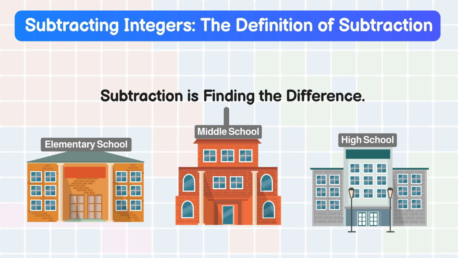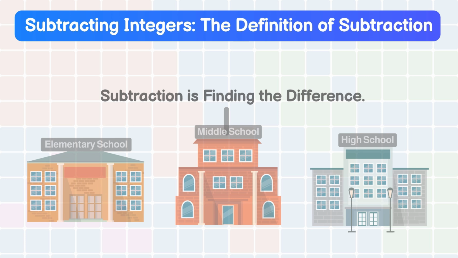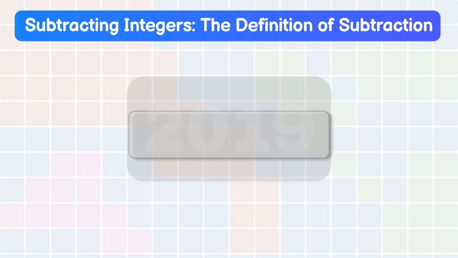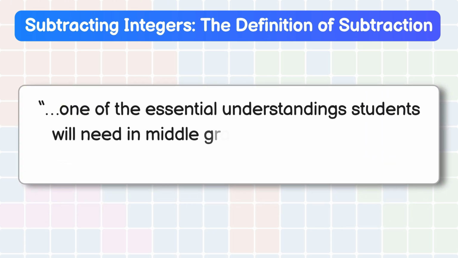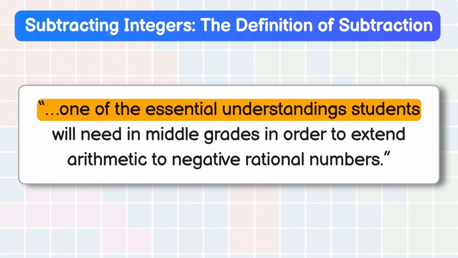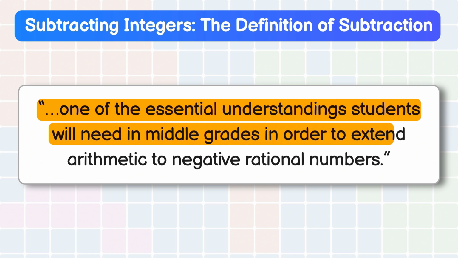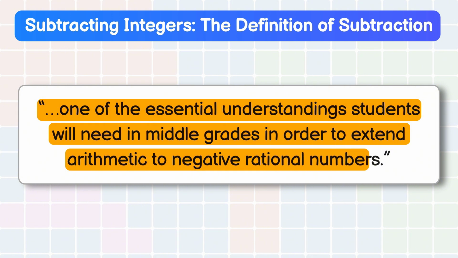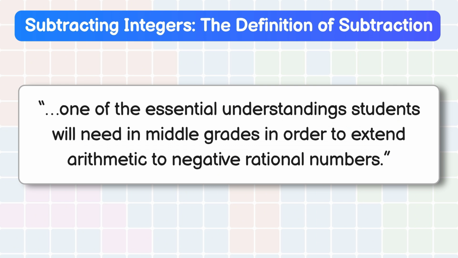But it is important to note that this definition of subtraction, finding the unknown addend, or finding the difference, is now the one called for in almost all state math standards, starting in grade 1. Recently, in 2019, a distinguished panel of math and math education experts also pointed out that this change in definition of subtraction is, quote, one of the essential understandings students will need in middle grades in order to extend arithmetic to negative rational numbers, unquote. And remember that rational numbers also include integers.